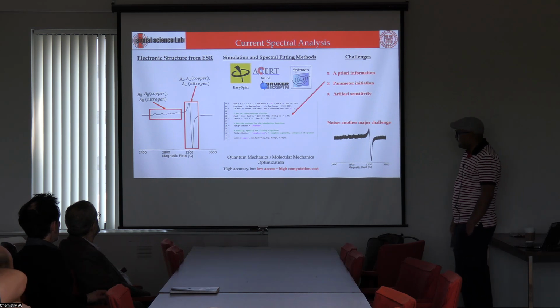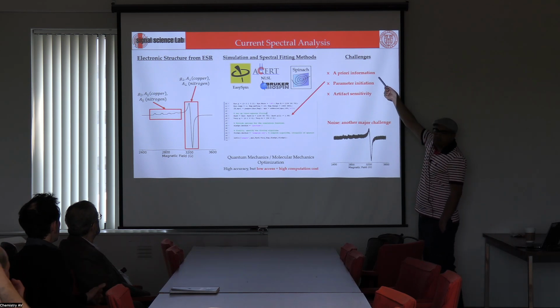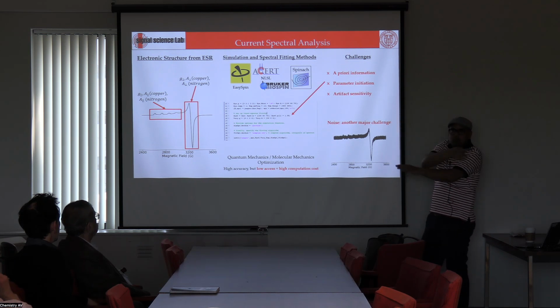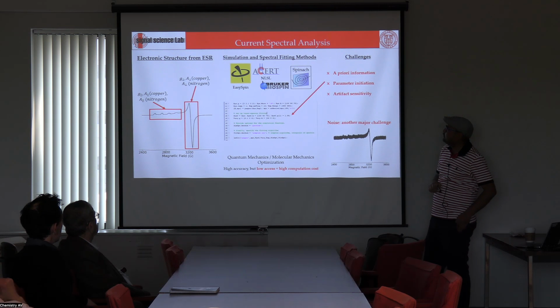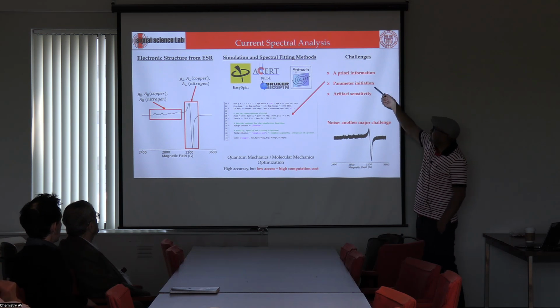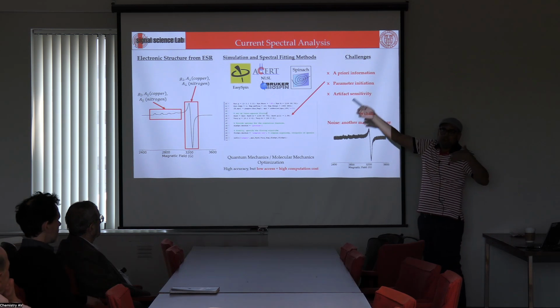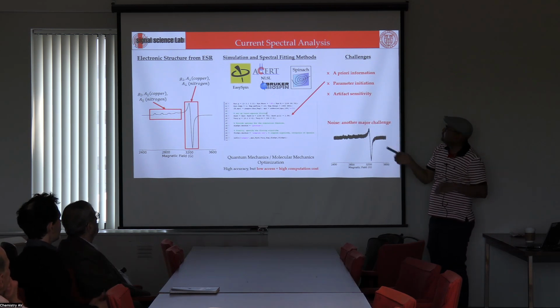But the challenges have been, you need some a priori information. What are those G and A values? You need to certainly predict. You cannot run through the whole spectrum of it. Then it costs more computation. You again have to have a parameter initiation. Sometimes 15, sometimes 2. You need to know what is going on.